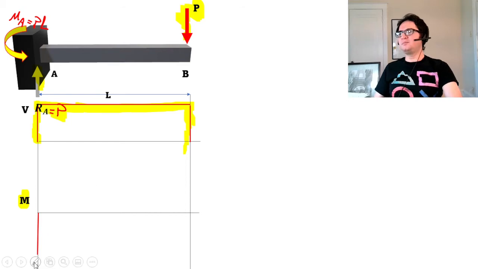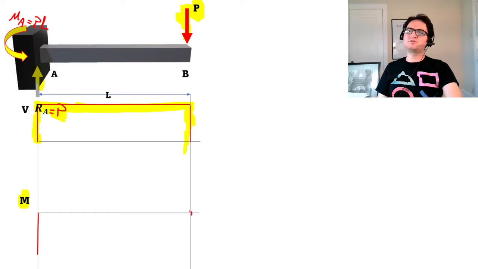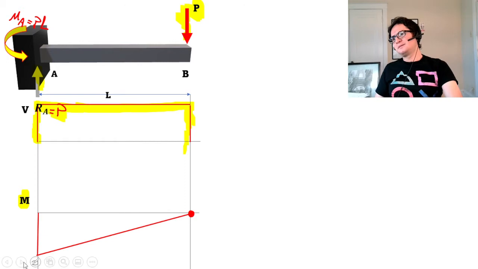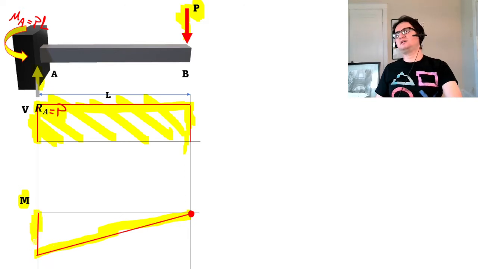At the same time, if we want to plot the moment diagram, we easily know there is no moment at free end B, so that should be zero. And if we draw the moment, it just gives us a linear variation from 0 all the way. The area under shear is the change in moment, so this height is P times L. We already calculated that MA is PL.